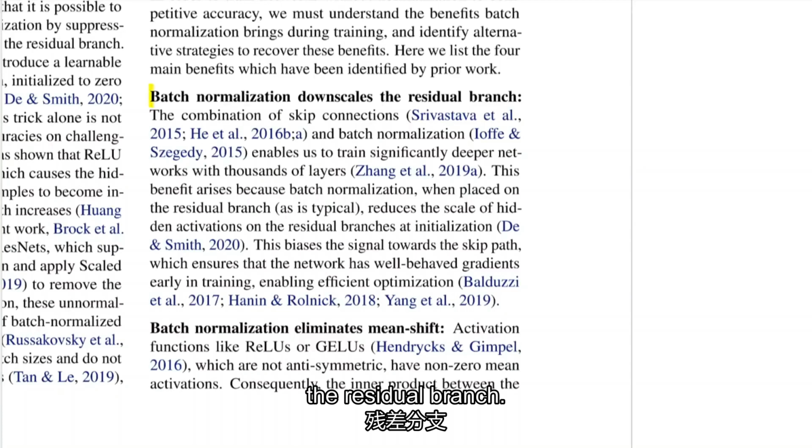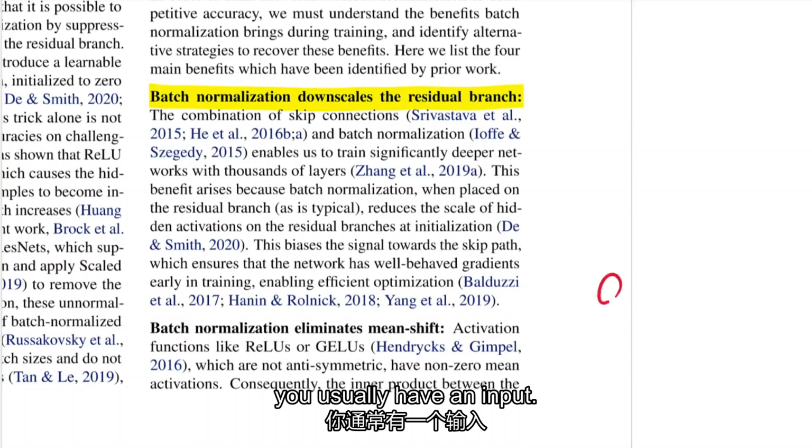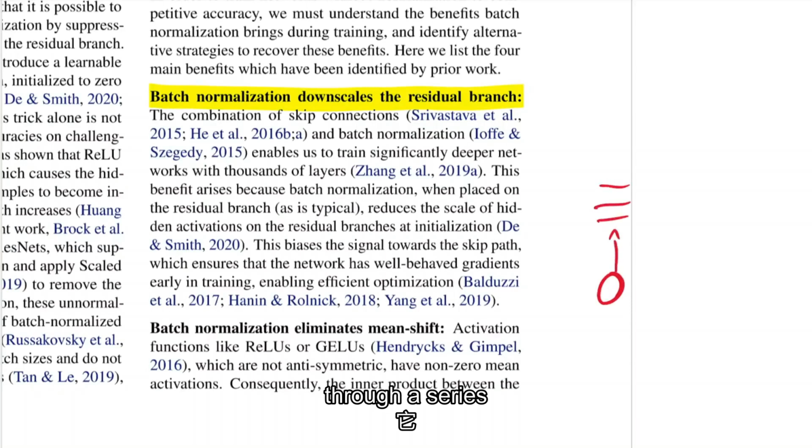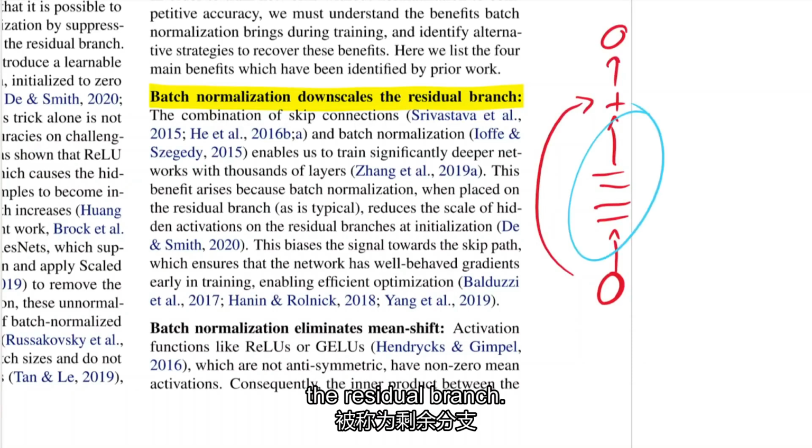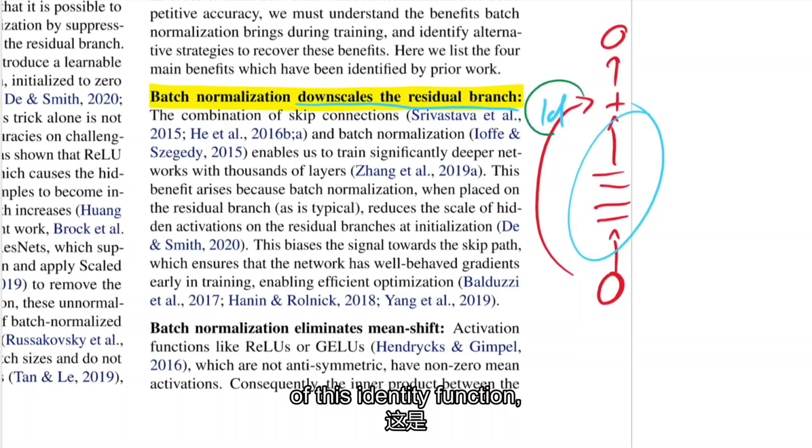Batch normalization downscales the residual branch. So in a ResNet, you usually have an input, and then you put that through a series of layers to the output. But first, you add the input again. So you add the 2 and this. And this part is called the residual branch. This is the identity function. I've done a video on ResNets if you want to learn more about residual networks. And batch norm will downscale the residual branch implicitly. And that just means that the signal strength is more in favor of this identity function, which is the entire point of ResNets, which makes training more stable.